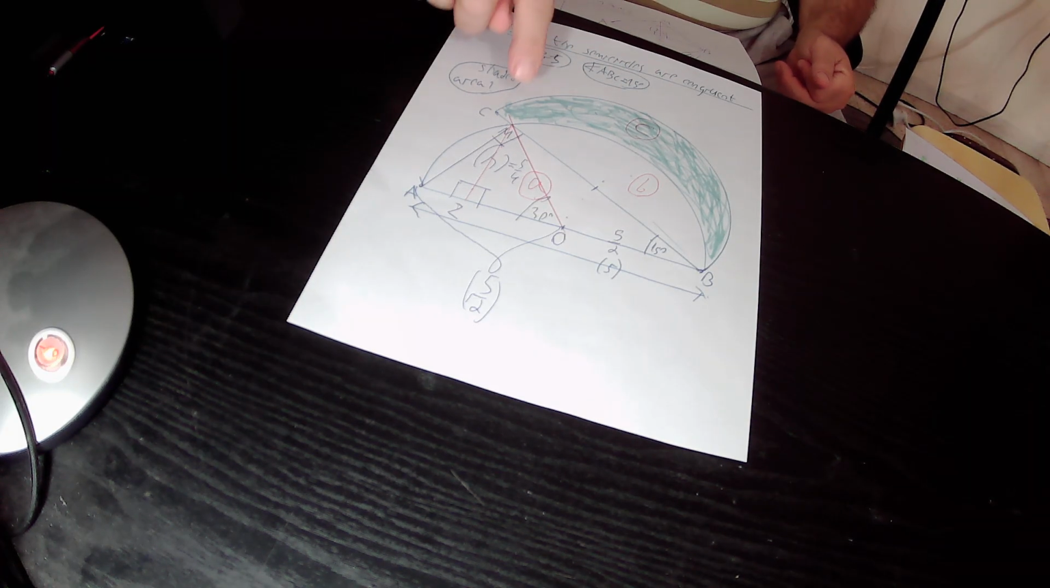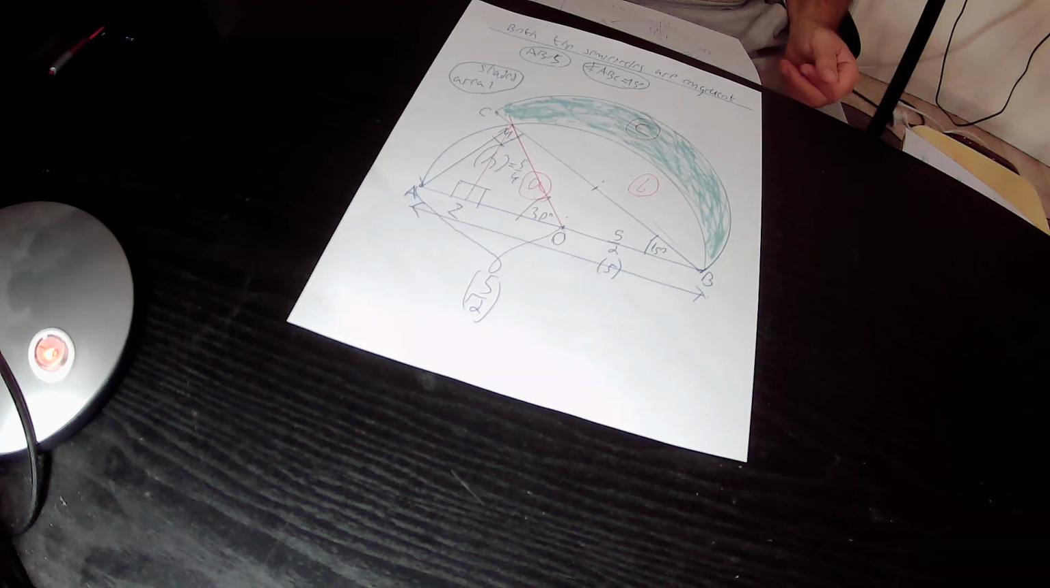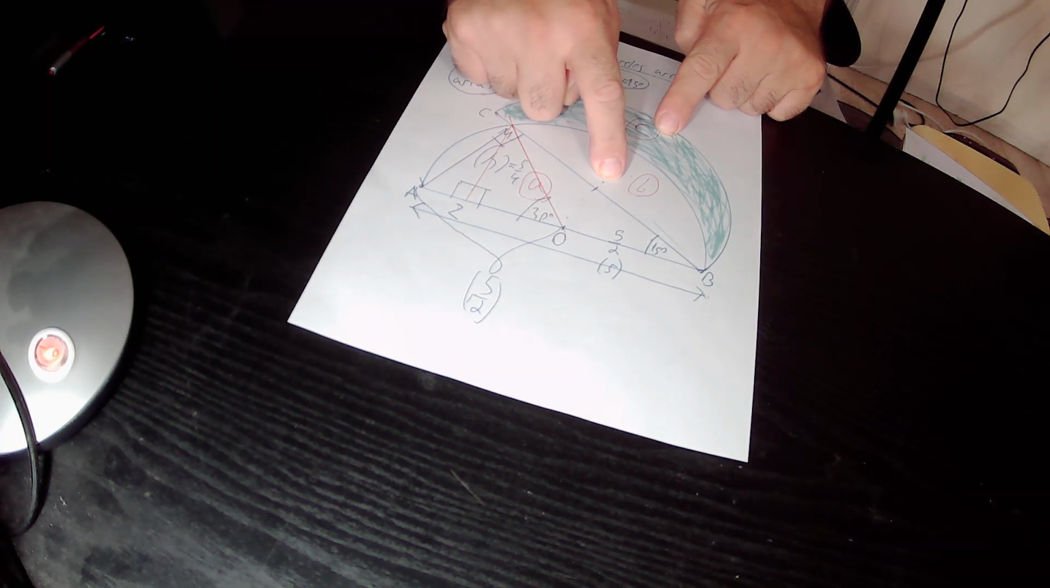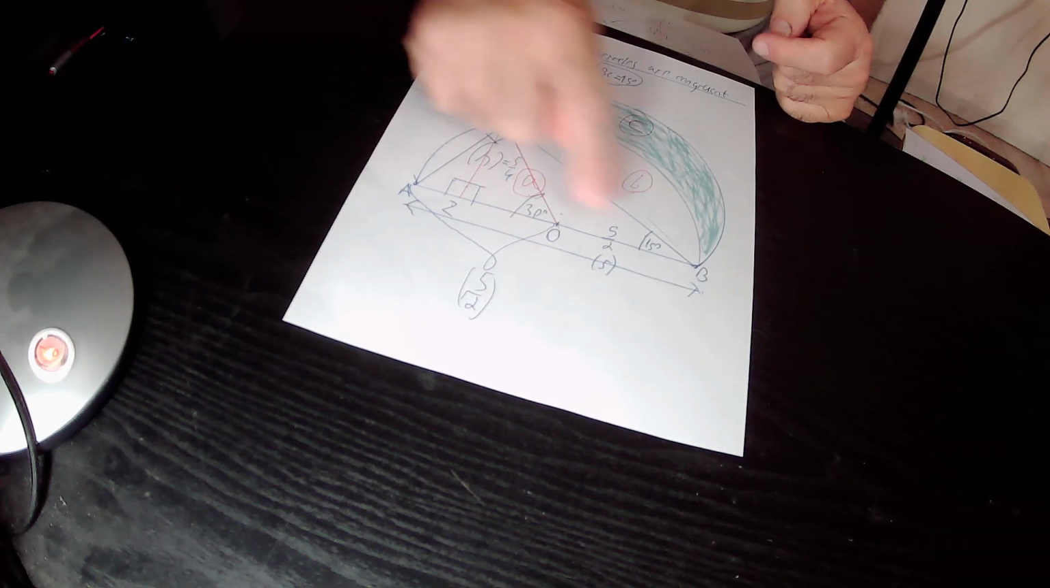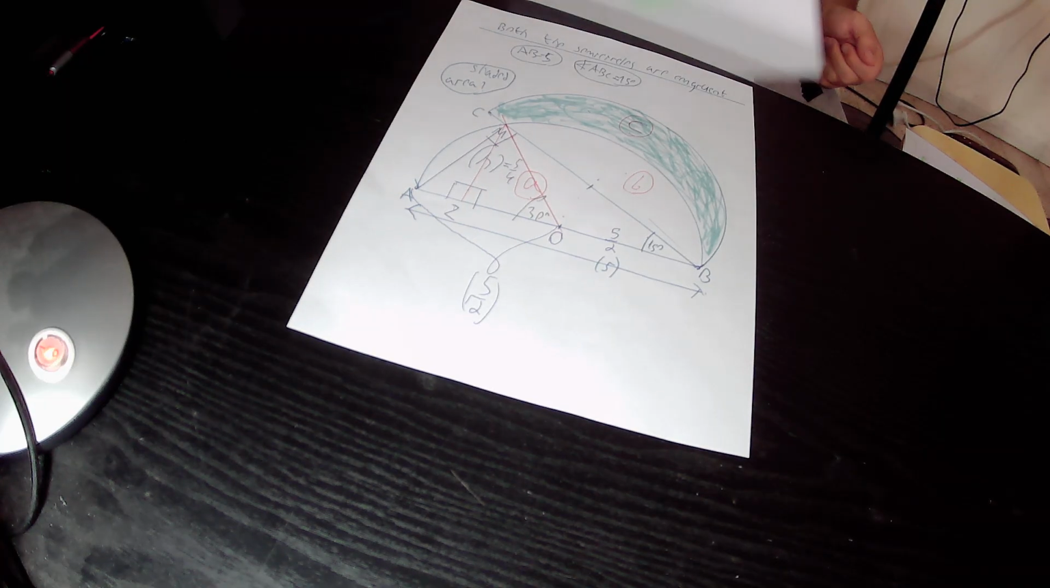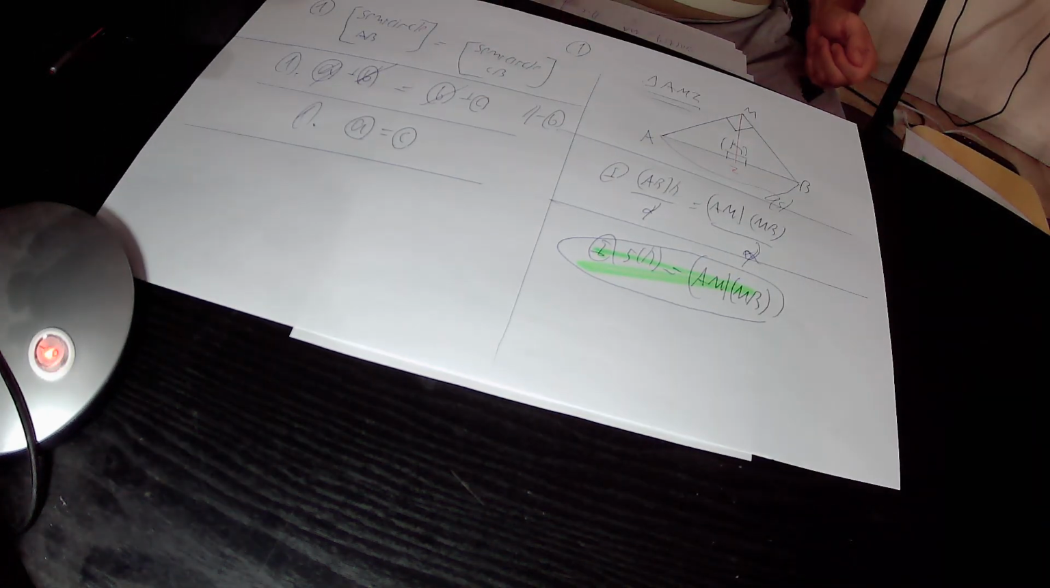So, what is the area of this semicircle CB? The semicircle CB consists of those two shapes, and therefore the area of semicircle CB must be equal to the sum of the areas of those two shapes that it consists of. That is to say, it must be equal to B plus C. So the area of semicircle CB equals B plus C.